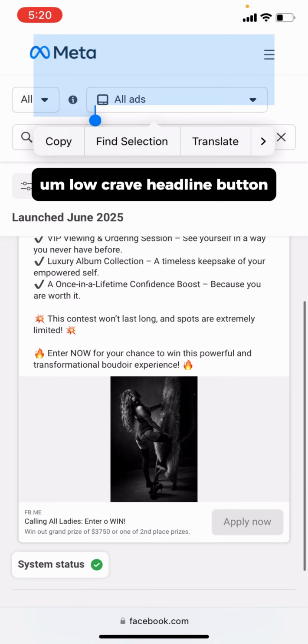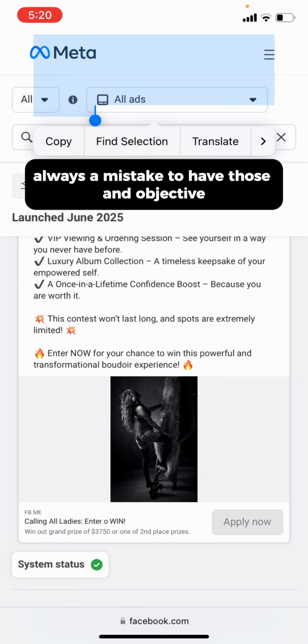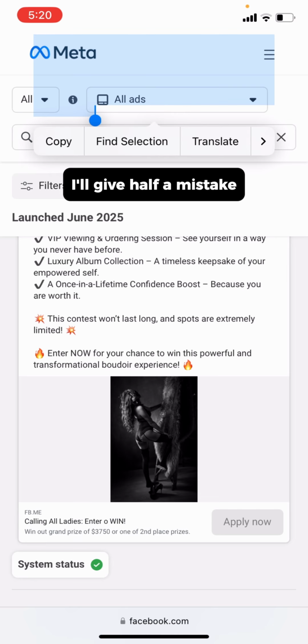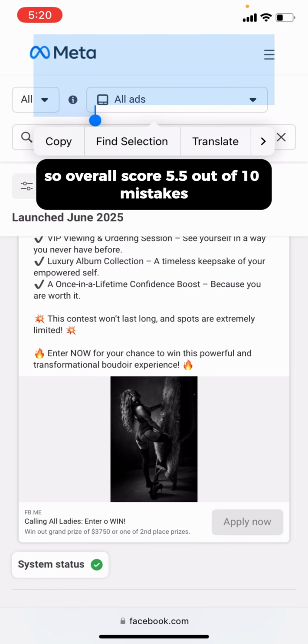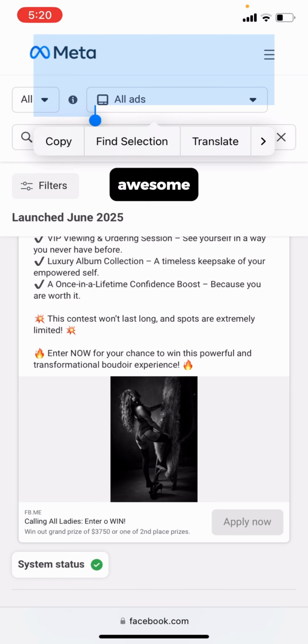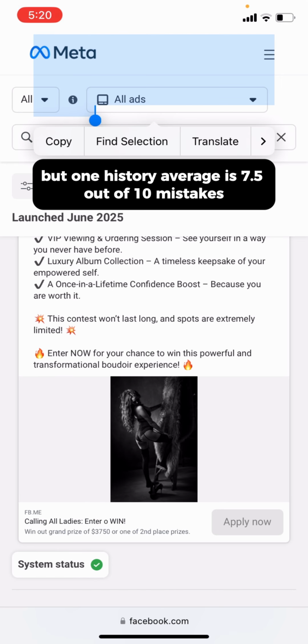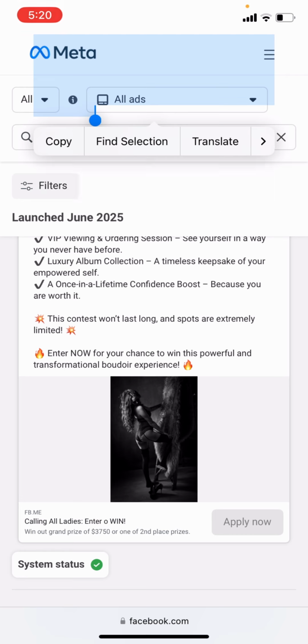Below creative headline and button. Always a mistake to have those. And objective, I'll give half a mistake. We actually don't know what objective we're using. So overall score, 5.5 out of 10 mistakes. Awesome. Boudoir industry average is 7.5 out of 10 mistakes.